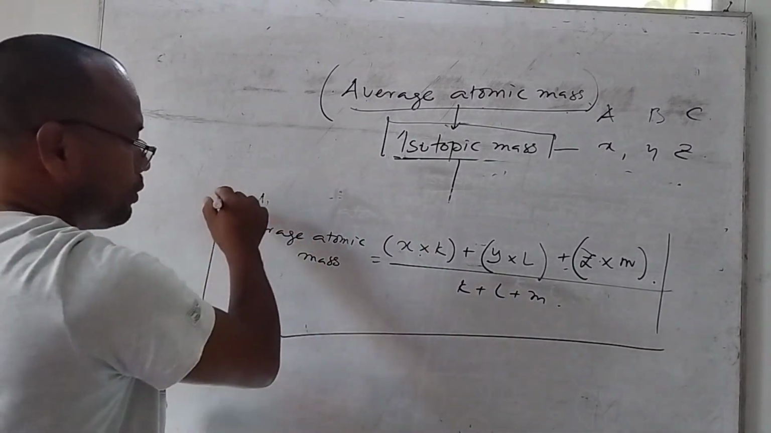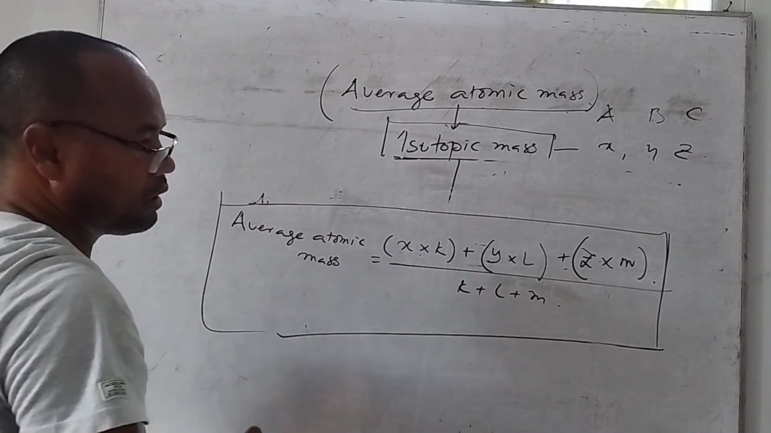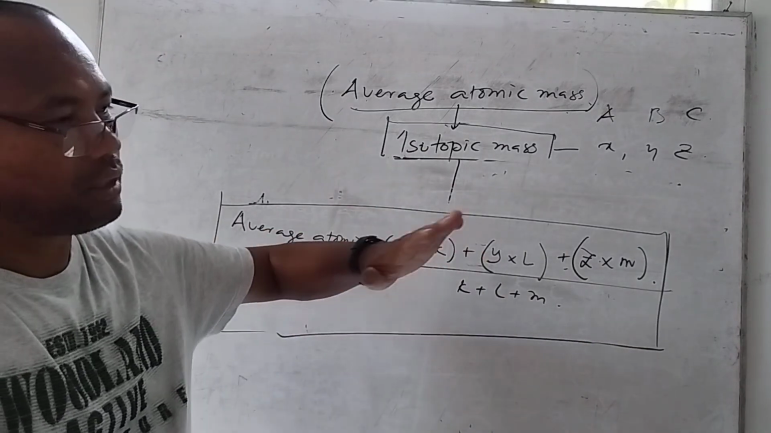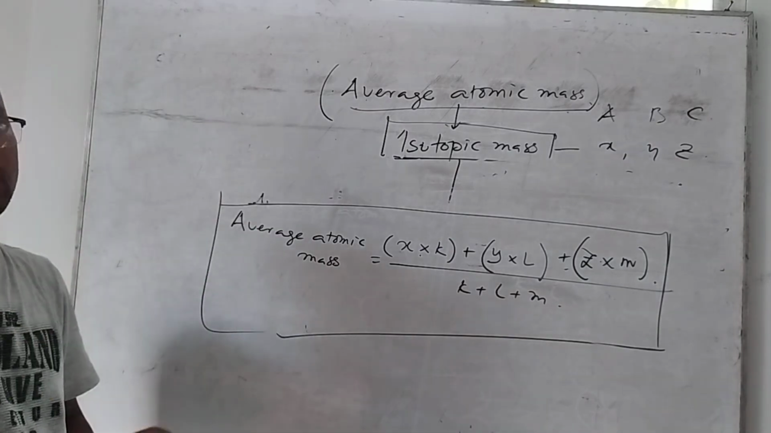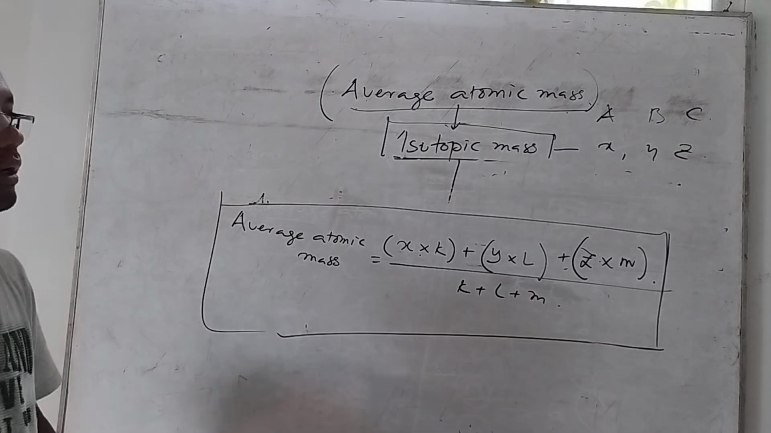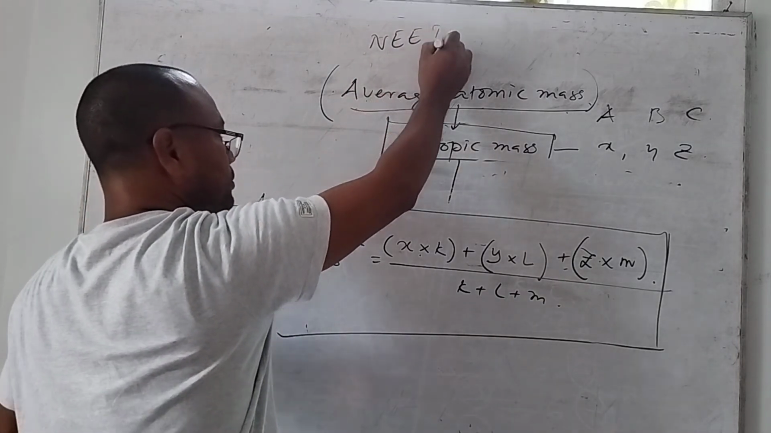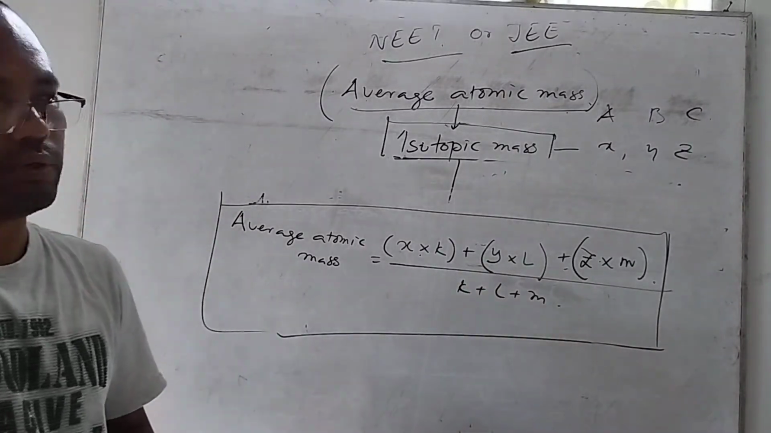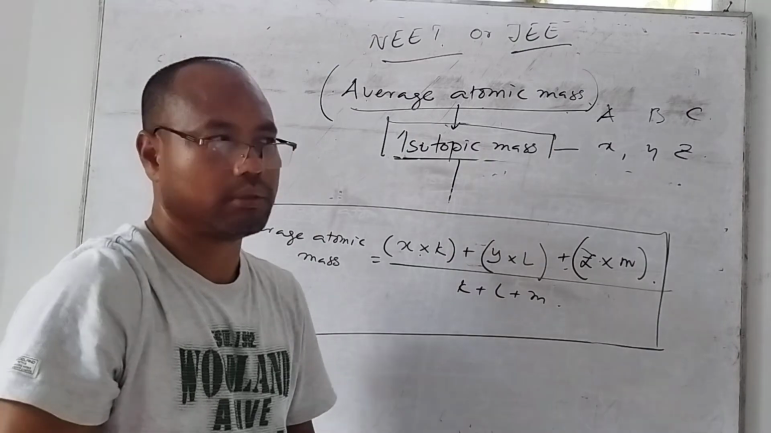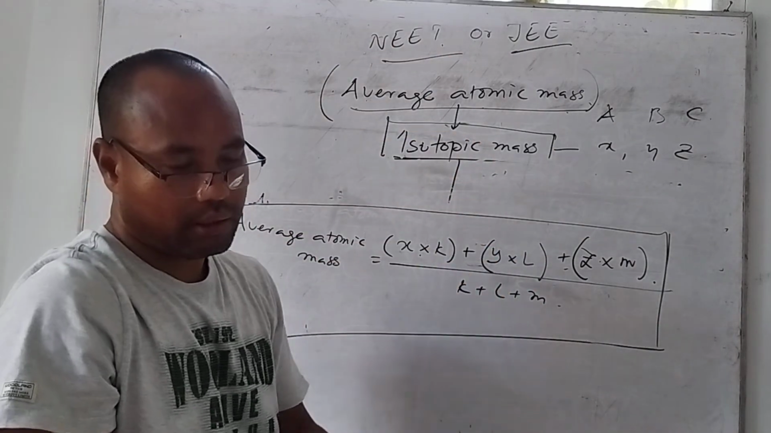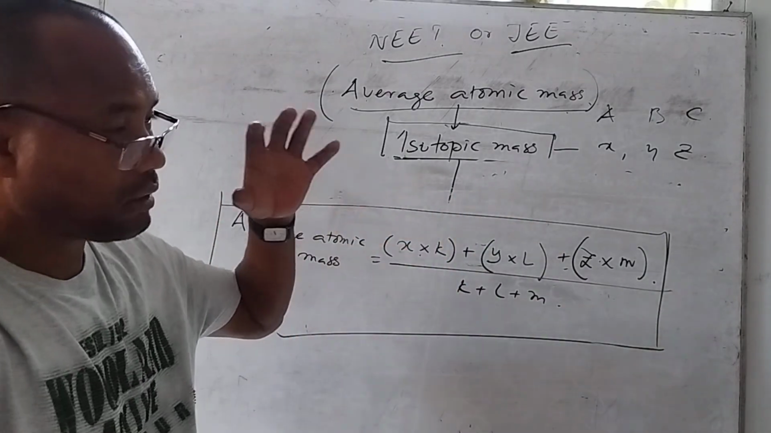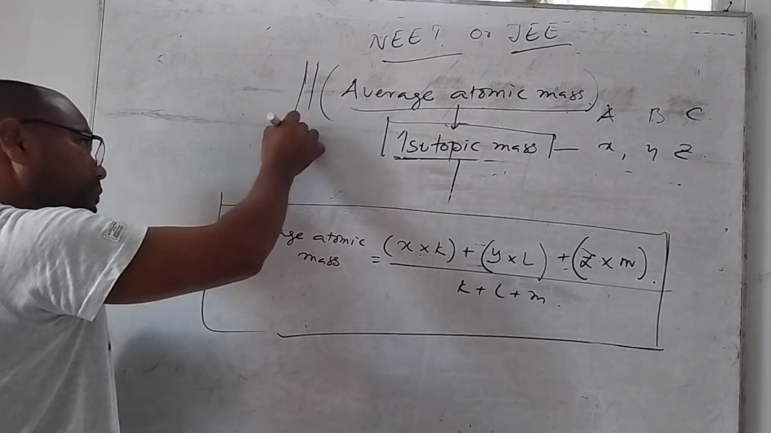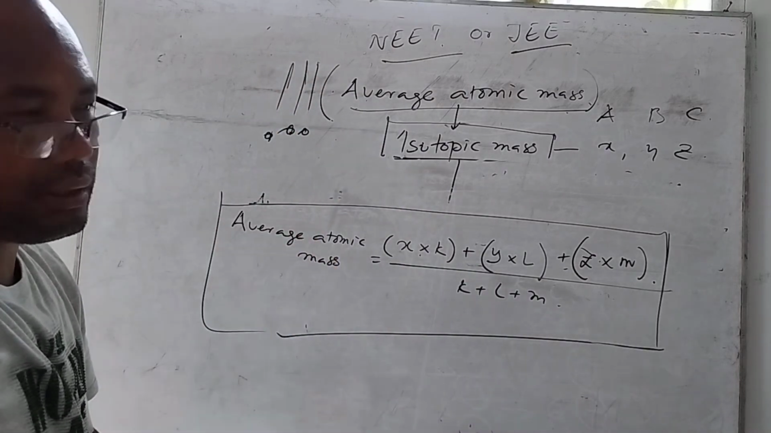You can remember this simple formula and calculate from the isotopic masses and relative abundances. You can see examples in the textbook, and some questions are even given in competitive examinations like NEET, or very advanced ones for engineering and medical professions. In those examinations, these types of concepts are asked. So remember how we calculate the average atomic mass. This is very important.